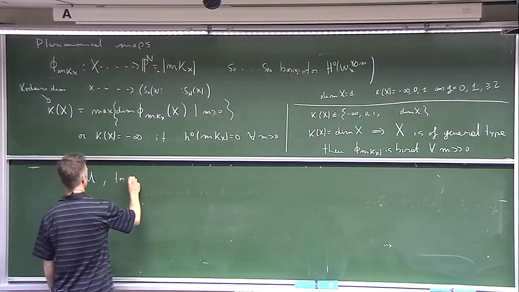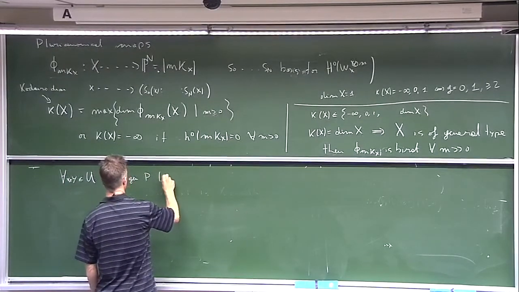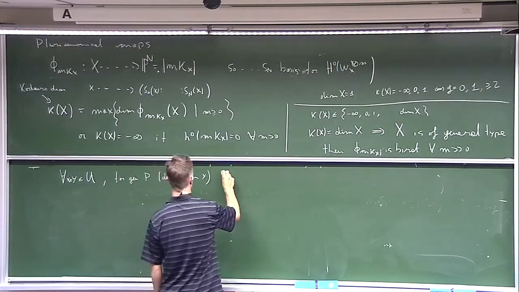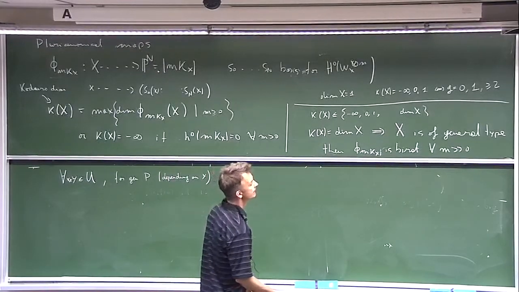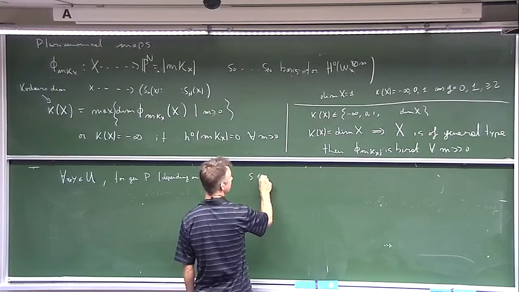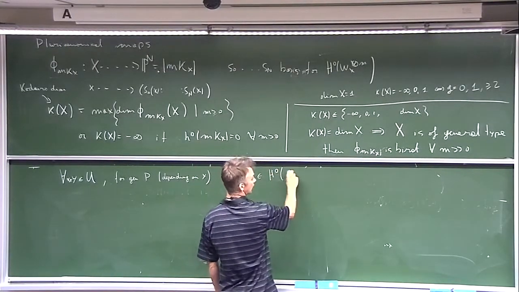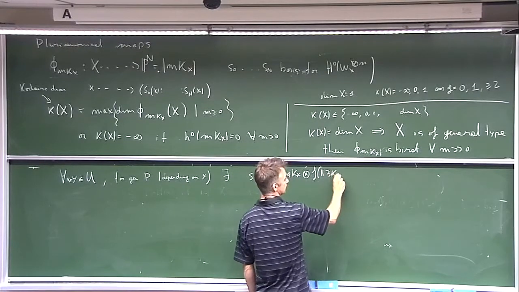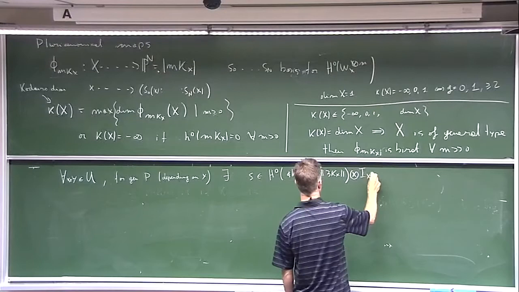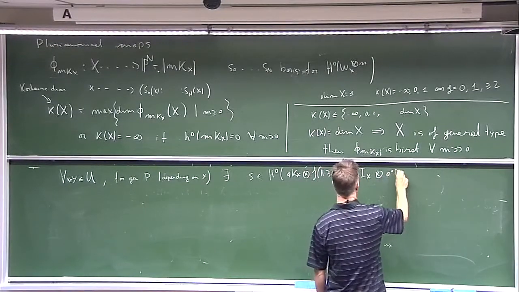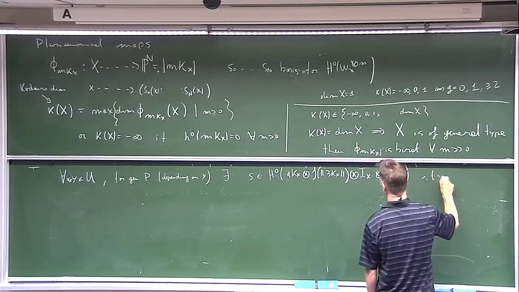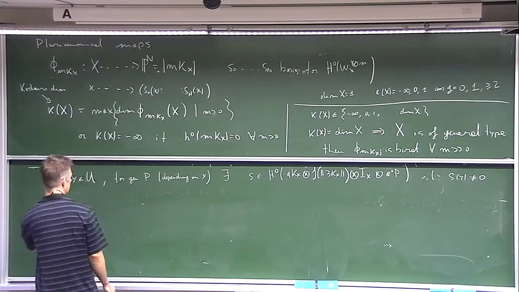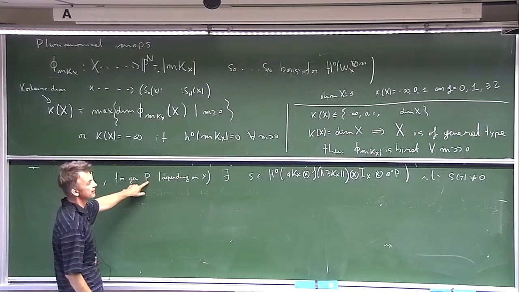And for general p, depending on y, there exists a section in H0 of 4K_X tensor this asymptotic multiplier ideal, tensor I_x, tensor α upper star of p, such that s of y is non-zero. OK? And again, this is for general p, and the general p depends on y.